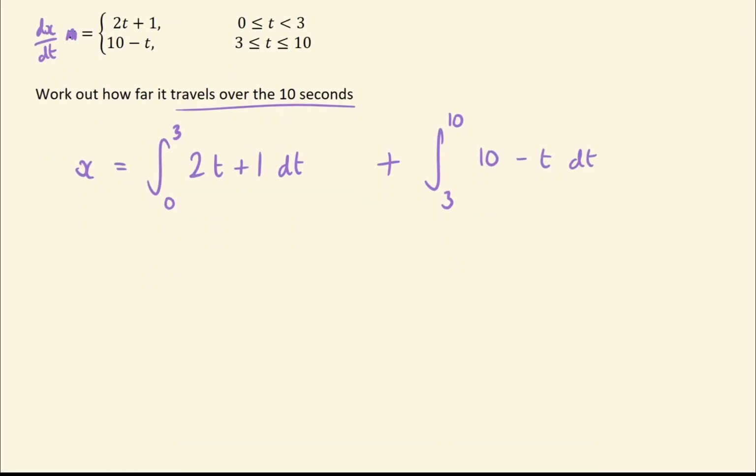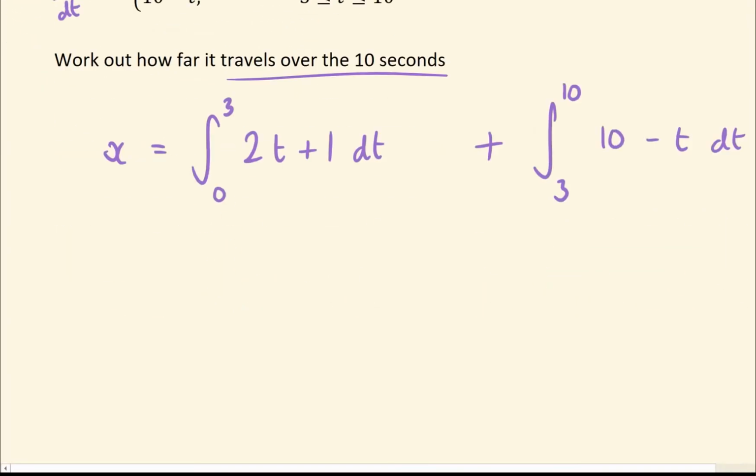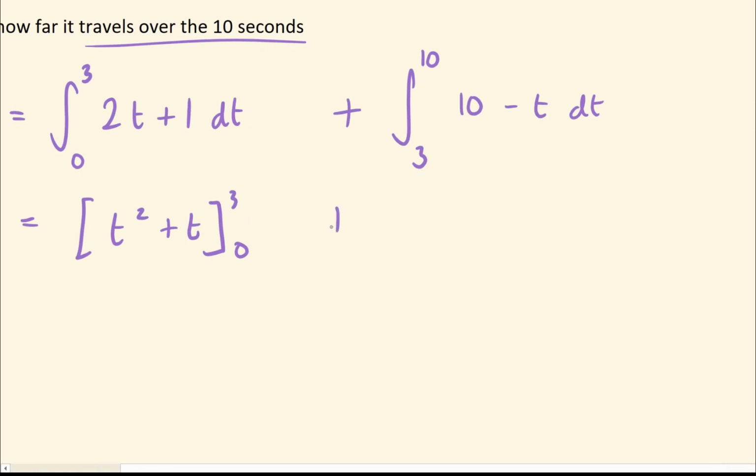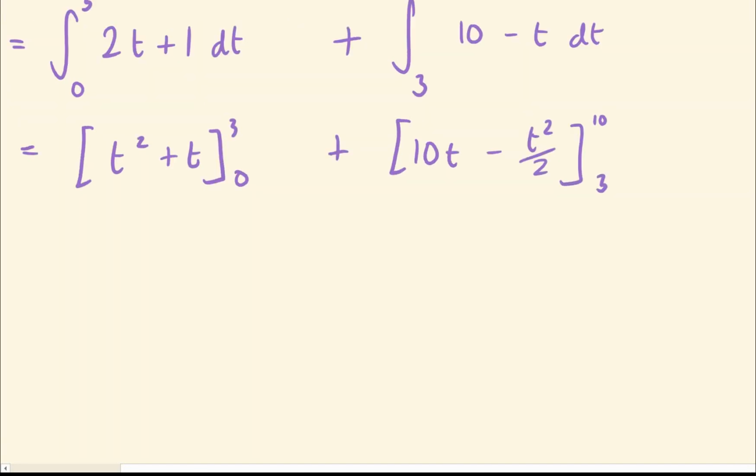I'm going to work out both of these. So again, integration is like doing reverse differentiation. If we integrate this, 2t will go to t squared, and 1 integrates into t. And I have limits of 3 and 0. We're going to put both in a second. I can do the same here. Integrate 10 takes me to 10t. Integrate minus t will be minus t squared over 2. And my limits are 10 and 3.